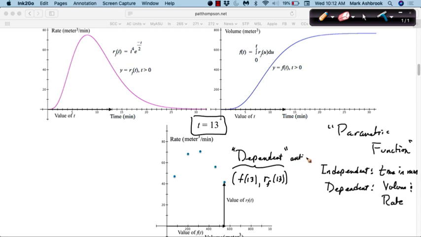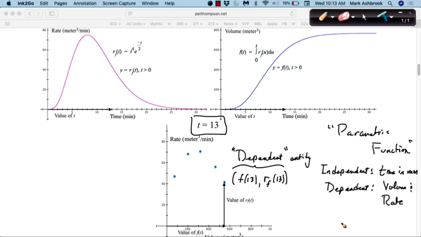The dependent entity of this function is now an ordered pair, not a single value. And that ordered pair is dependent on time, the independent variable. Okay, does it make sense? Does this idea make sense?